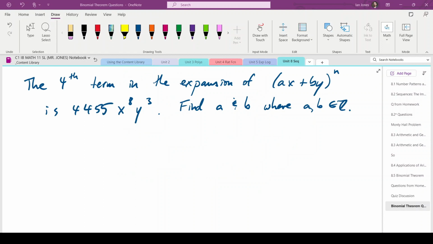The next question is similar in the sense that we're just going to look at one term in the expansion. The difference is this time we're asked to find the coefficients on x and y. This is a little bit tricky because a, x, b, and y are all in our formula, so we have to be careful with what represents what. So the question is, the fourth term in the expansion of (ax plus by) to the n is 4,455 x to the 8, y to the 3. Find a and b, where a and b are integers.